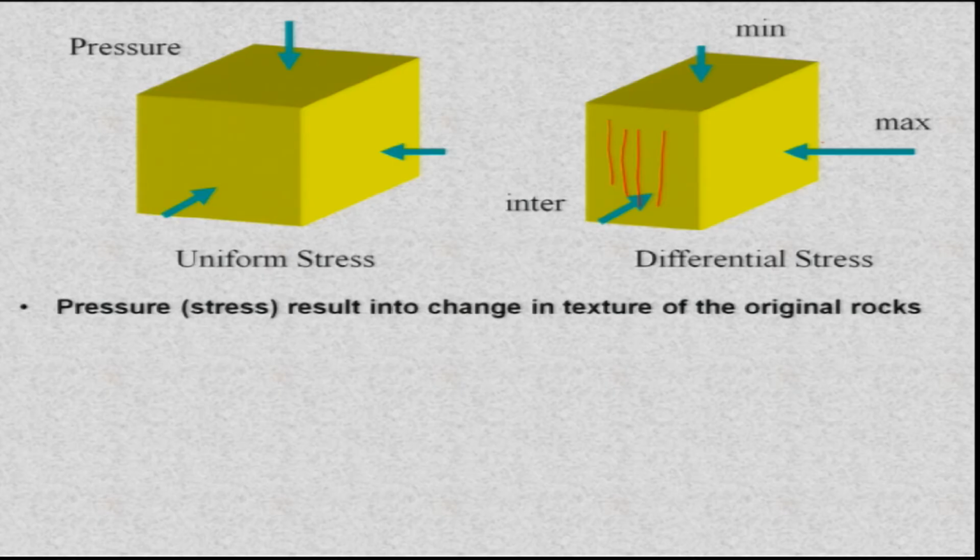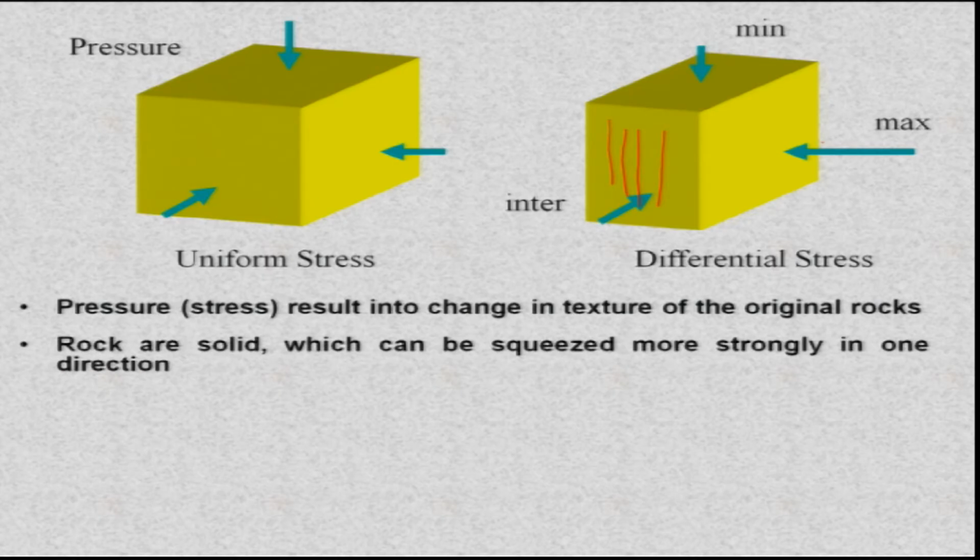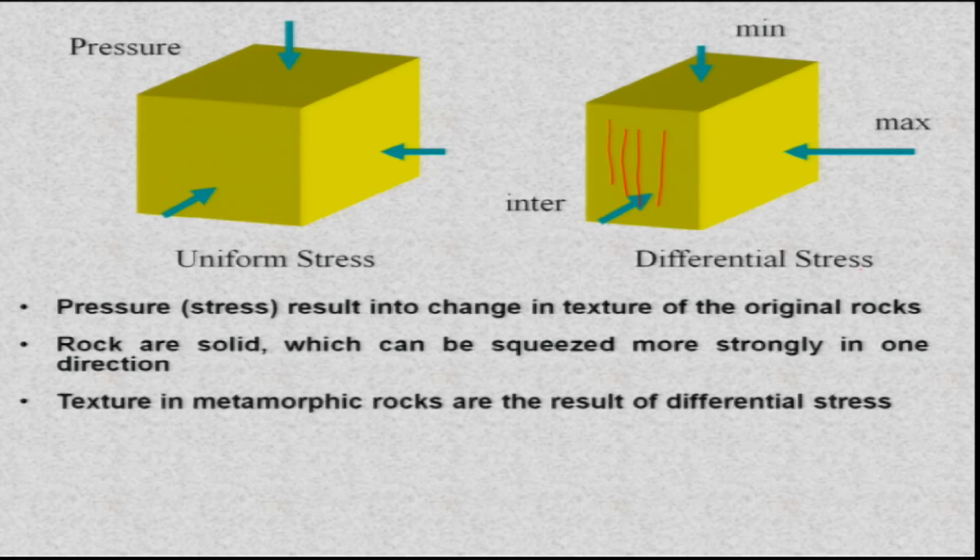So textures of the original rocks will change. Rocks are solid, we know that, but they can be squeezed more strongly in one direction if you have differential stress. But at greater depth you will always see that the stress is uniform, while close to the surface of the crust you will have differential stress. So you will find the rocks formed have a strongly preferred orientation of minerals, and we'll see an example of that in the next slide.